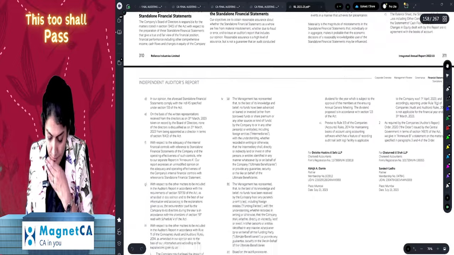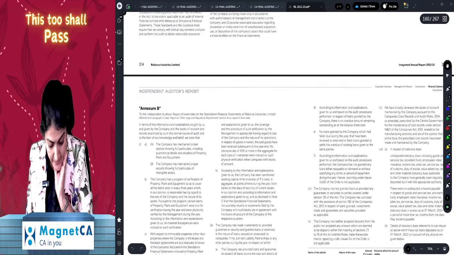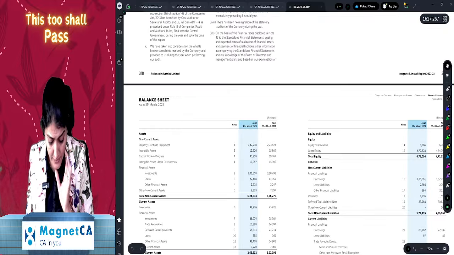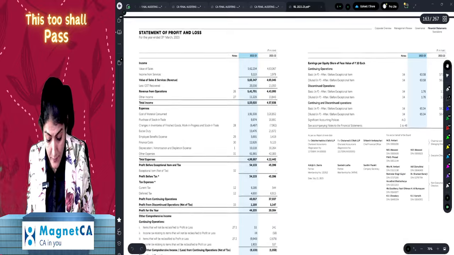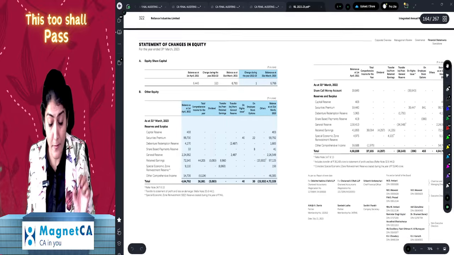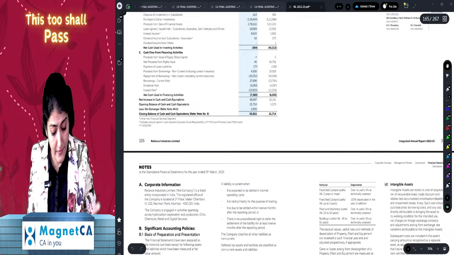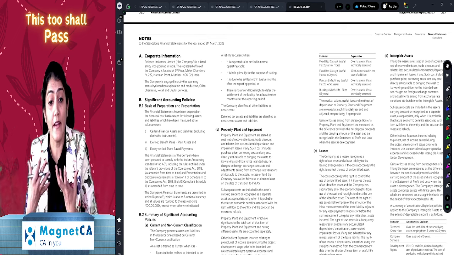Right, then after that you have the IFC reporting and then the CARO reporting, and then after these reporting you have the financial statements. What does it say? Balance sheet. After balance sheet you have the statement of profit and loss, then the statement of changes in equity, then the statement of cash flow, and then the notes and the summary of the significant accounting policies and other explanatory information.